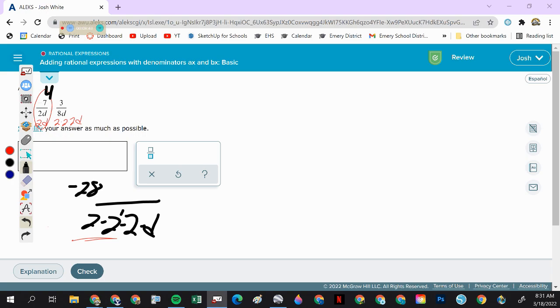What is the second fraction missing? Nothing. It's got it all. This fraction is 2 times 2 times 2 times d. The common denominator is 2 times 2 times 2 times d. So that one doesn't need anything. And we get negative 31 over 8d.